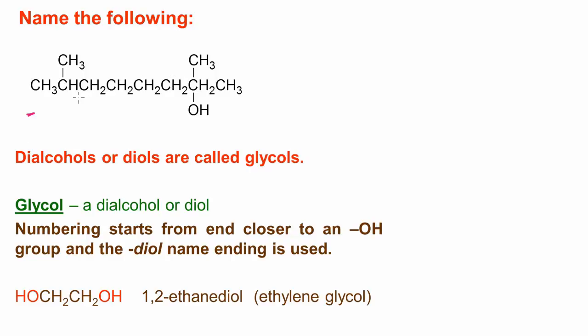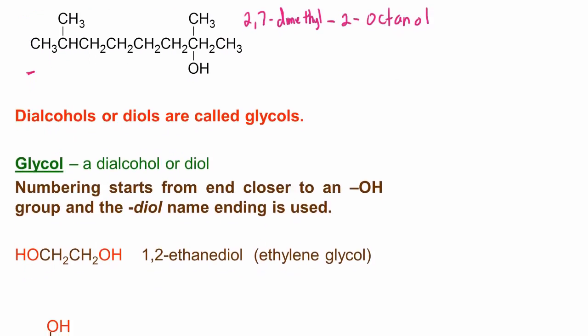So again, I want to start at the end that is going to give the OH group the lowest possible number. So this would be 1, 2, 3, 4, 5, 6, 7, 8. We'd name that as an octane, but we have an alcohol, so this is an octanol. The OH group is on carbon number 2, and we have a methyl group on carbon 2, 3, 4, 5, 6, 7, and carbon 7. So this would be a 2,7-dimethyl-2-octanol.